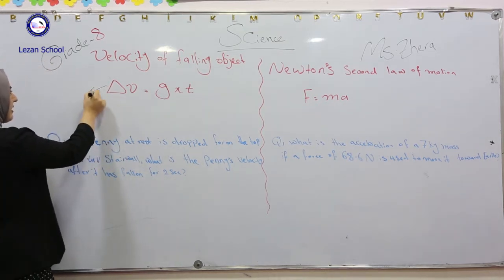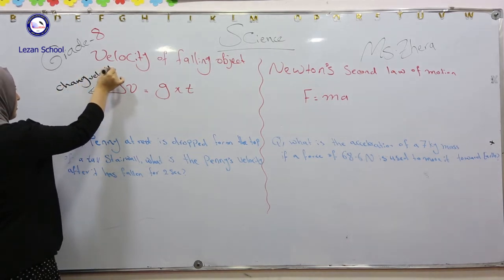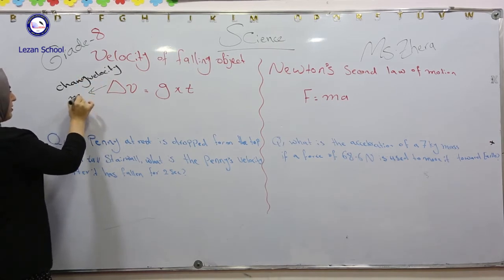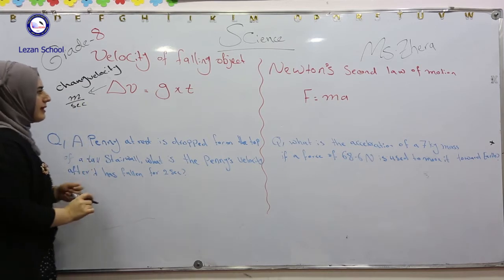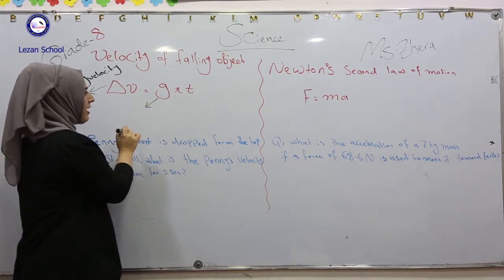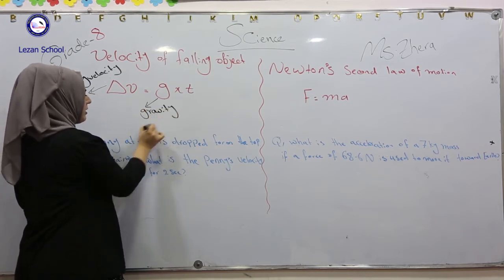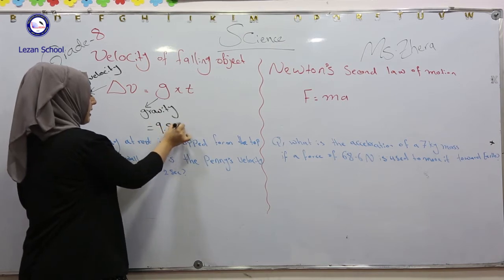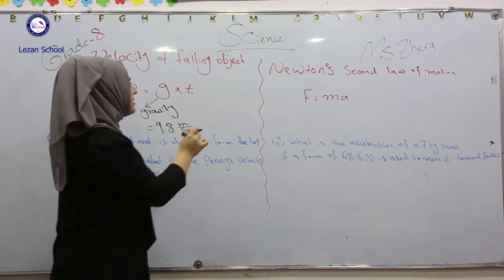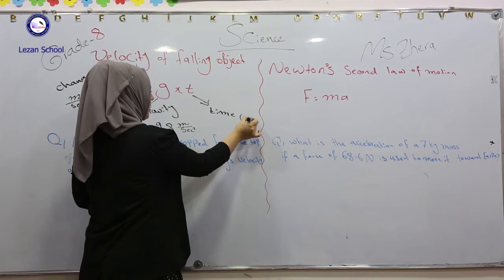What's delta V? Delta V is the change in velocity. What is it measured by? It is measured in meters per second. What's G? G is the acceleration due to gravity. G, gravity, has a constant value equal to 9.8 meters per second squared. What about T? T is time, measured in seconds.